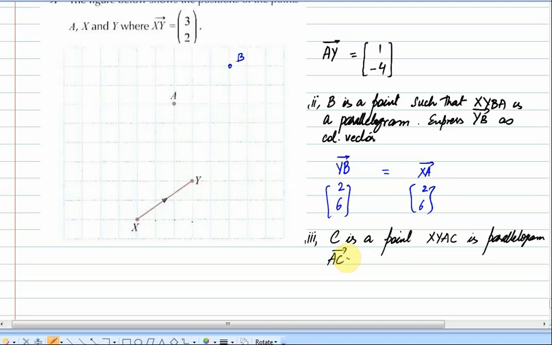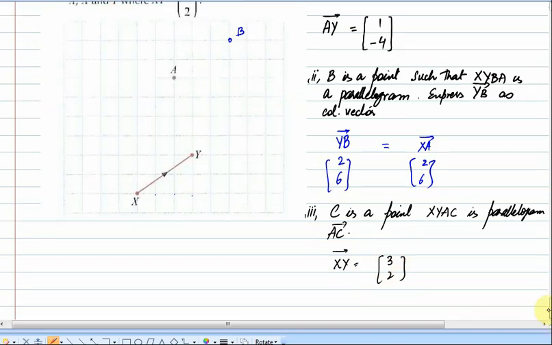Done? Alright. So C is a point on XYAC and that new point should lie here, right? You need to find AC, so AC and XY must be equal, right? So let's say I find XY, it's 1, 2, 3 and 1, 2, so (3, 2). It must be equal to CA because direction plays an important part. So CA is (3, 2). If I need to find AC, that means I am looking for the negative vector and it will be (-3, -2). That is the answer of AC.